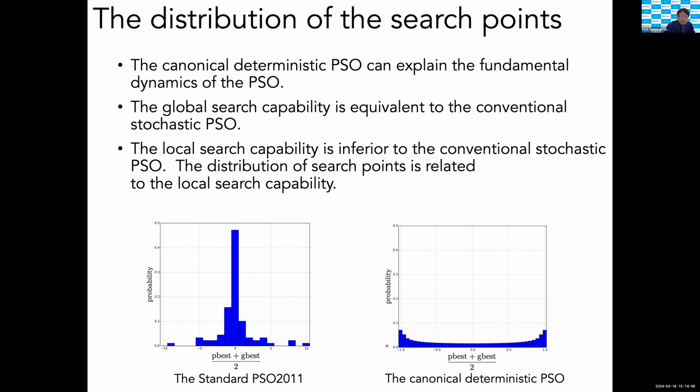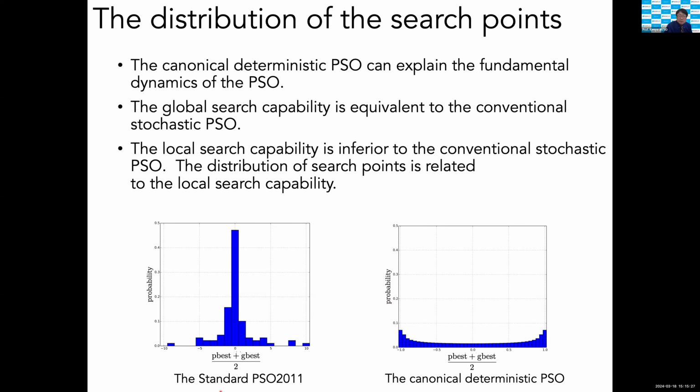The canonical deterministic PSO can explain the fundamental dynamics of the conventional PSO. It has been found to have global search capabilities equivalent to those of the traditional stochastic PSO. However, its local search capabilities are inferior to those of the traditional stochastic PSO. This is due to the elimination of the stochastic element to make the system deterministic.